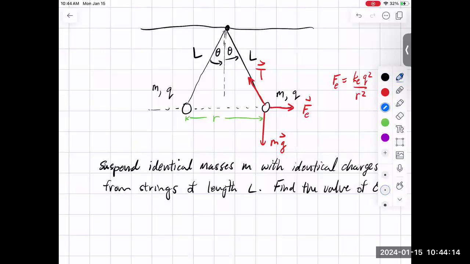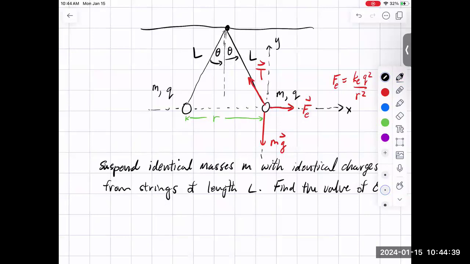What I'm going to do is break these forces into components. I'm going to choose a standard coordinate system, where I choose my y-axis to be vertical and my x-axis to be horizontal.